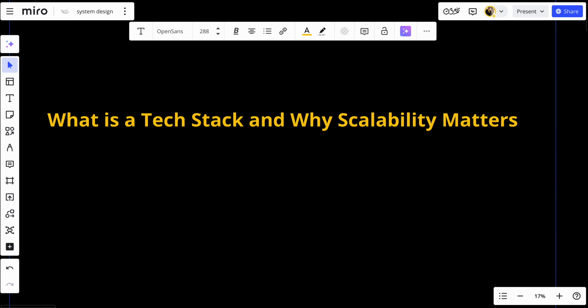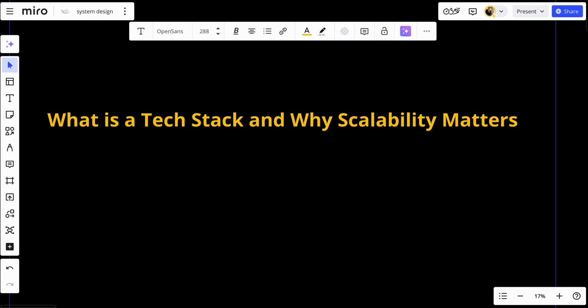First, what is a tech stack and why scalability matters? A tech stack is essentially the combination of tools, programming languages, frameworks, and infrastructure that you use to build your application. Making sure that the tech stack you choose can grow with your user base is essential if you want to avoid costly refactors and performance bottlenecks.